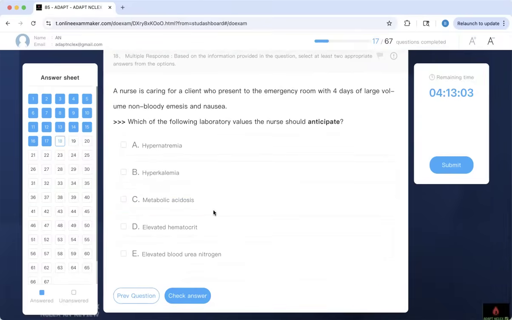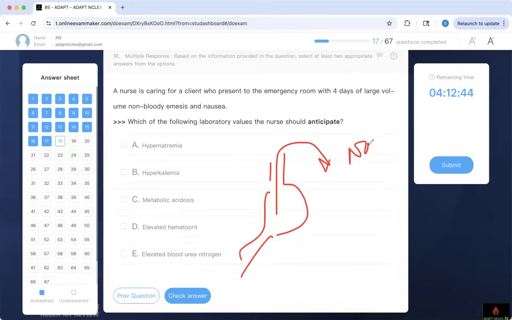And this is caring for a client who presents to the emergency room with 4 days of large volume, non-bloody emesis and nausea. Which of the following should you expect? This is a straightforward question. If you know NG tube, this question is easy. Patient is vomiting. When you vomit, you vomit your sodium. Sodium is not going to go up. You're vomiting what? Your acid.